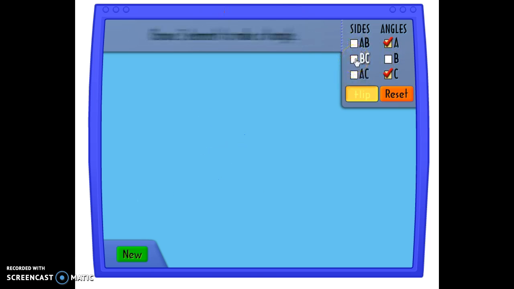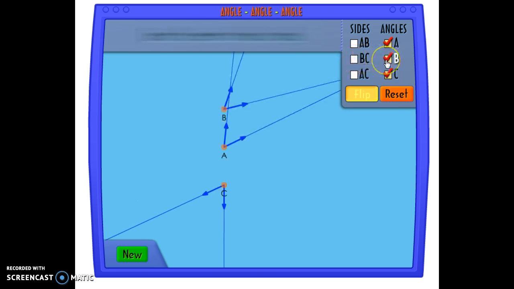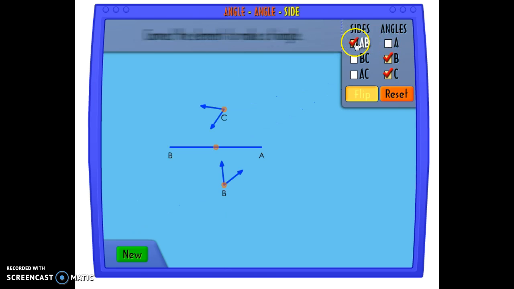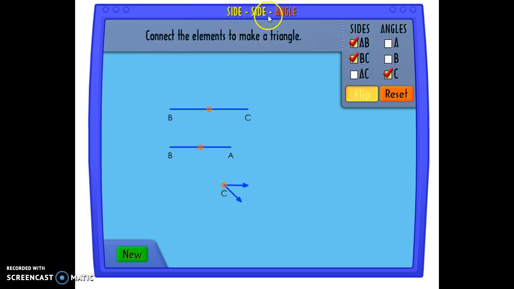If you click on one and want to re-choose it or unchoose it and choose something else, you can do that here. And at the top here, it gives you this phrase. This says angle, angle, side. So I've got two angles and one side. If I switch it over here, maybe it's angle, angle, angle. Maybe it's angle, angle, side here. Maybe I go side, side, angle. All different ways you can play around with it.